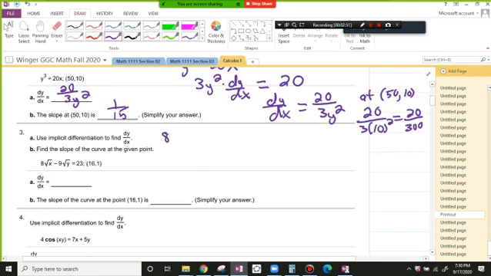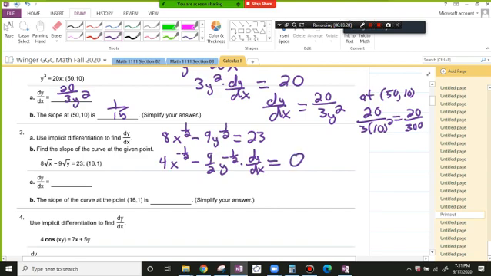8x to the 1/2 minus 9y to the 1/2 equals 23. I'm just going to dump these roots and just put the fractions there because I intend to use the power rule. First step is to take a derivative on both sides. Half of 8 is 4. 4x, subtract 1 from the power, negative 1/2. Minus 9 over 2, y to the negative 1/2, times the derivative of y, equals the derivative of 23.